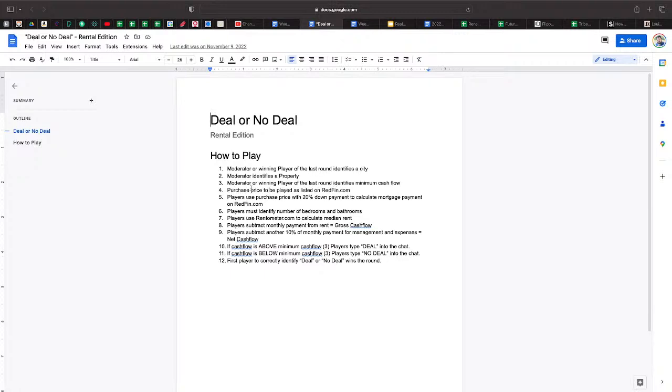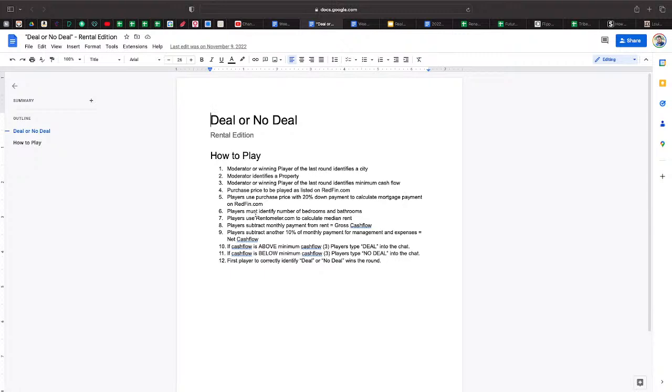So as we're looking at these properties on Zillow, we're just going to say that the purchase price is the listing price. Players use the purchase price with a 20% down payment to calculate their mortgage on Zillow.com. So there's actually a calculator on Zillow.com. You're going to want to be in front of a computer or with your phone in order to play this game. So make sure you have Zillow.com up. You might want two tabs open if you're on a computer to where you can bounce between the property or the Zoom screen and the mortgage calculator.